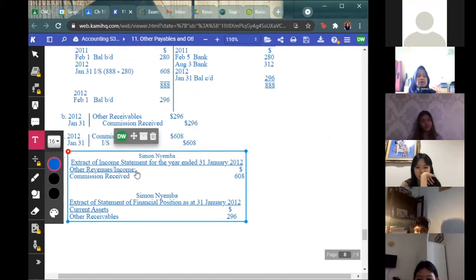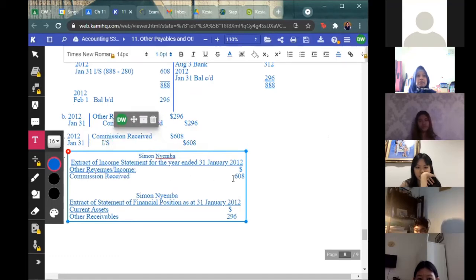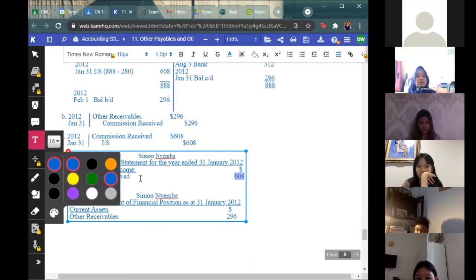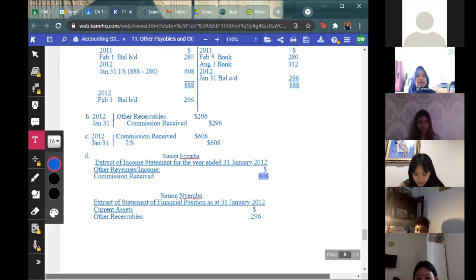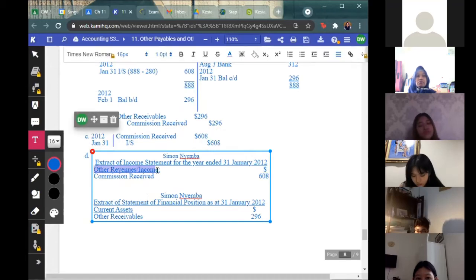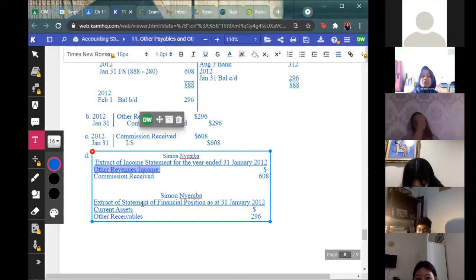So other revenues or income will be commission received, and the amount is 608. The amount is exactly the same as the one that you transferred to IS, which is 608. That will be the amount transferred to IS. So that is why in the extraction of IS, it has to be shown by this number. Don't forget that you put this word. This heading is important. If you don't put other revenues, it will be wrong. It's important to put this heading.